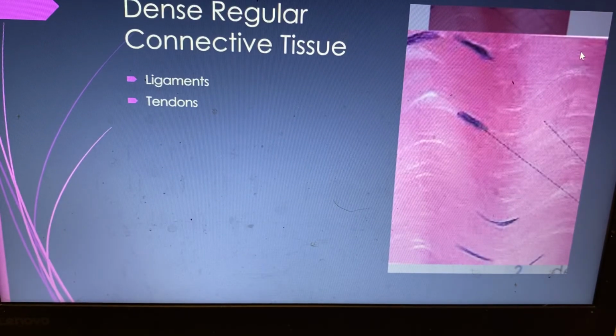Dense regular connective tissue is condensed parallel groups of elastic and collagen fibers. It makes up the ligaments and tendons that can withstand stress but allows a limited amount of stretch. They are primarily composed of fibroblasts.